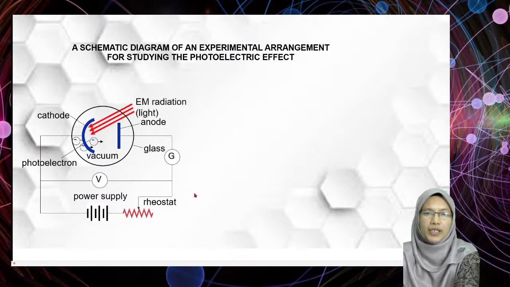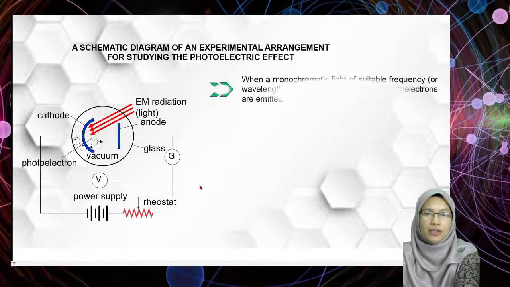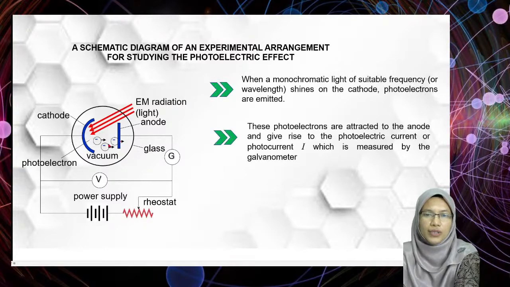When the electromagnetic radiation with a suitable frequency strikes the surface of the metal, the electron will be ejected, and this electron or photoelectron will be attracted to the anode. Then the galvanometer, that acts as a detector, will deflect, showing that current flows in this circuit. This current we call photoelectric current.